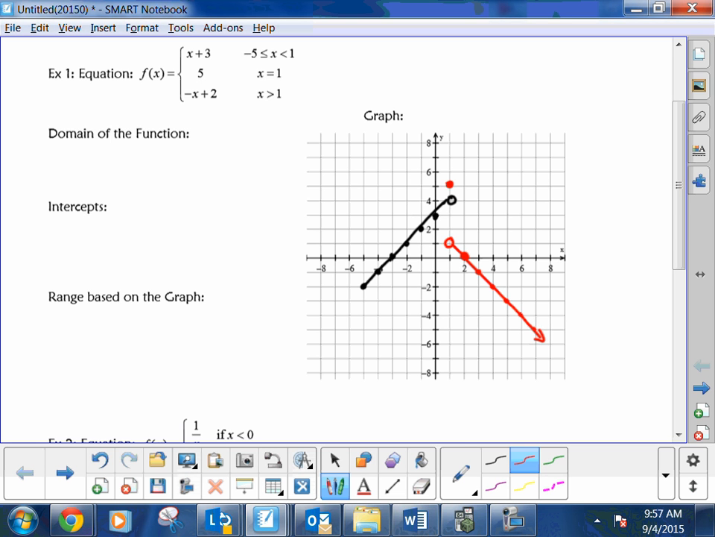Now I want you to go ahead and write down what you think the domain of this is, and I'm going to call somebody randomly to tell me what they came up with. Okay, so write something down, and I'll call somebody randomly.